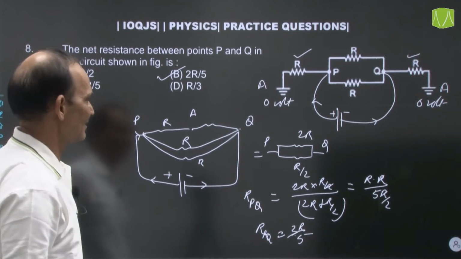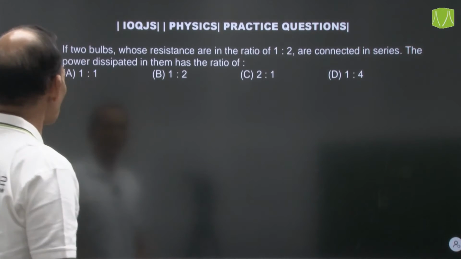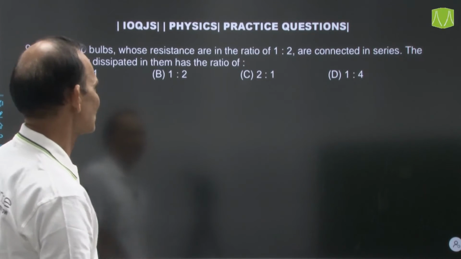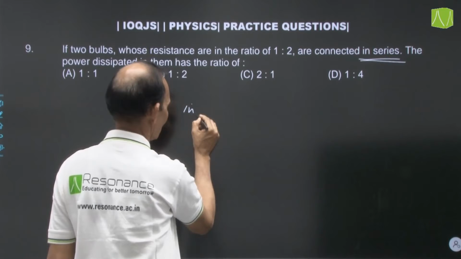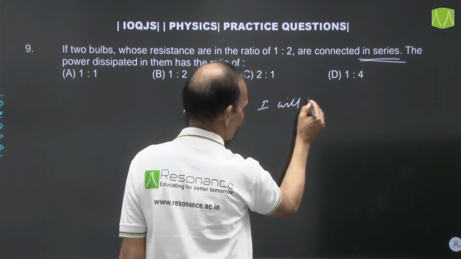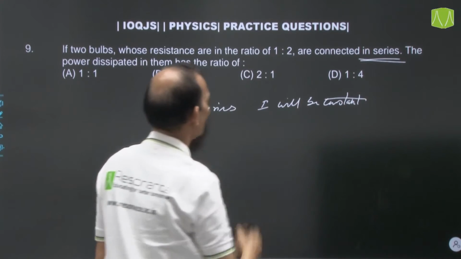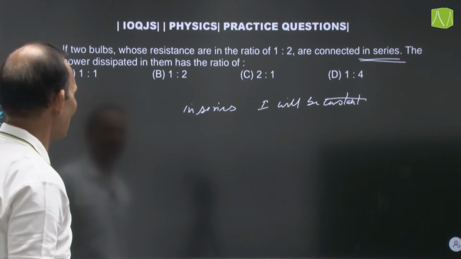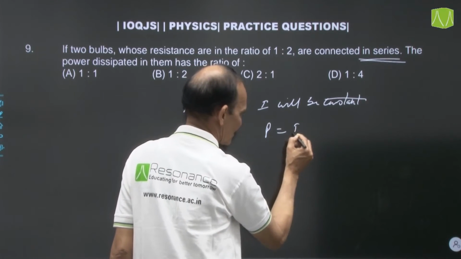Okay. Now the next question, that is 9. Ninth question is this one. If two bulbs whose resistances are in the ratio of 1:2 are connected in series, again think about it, in series. So in series, what will be constant? I will be constant. In series, the power dissipated is in the ratio of this one. We know that P is equal to I square R.